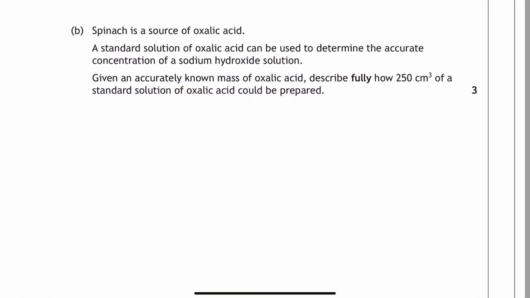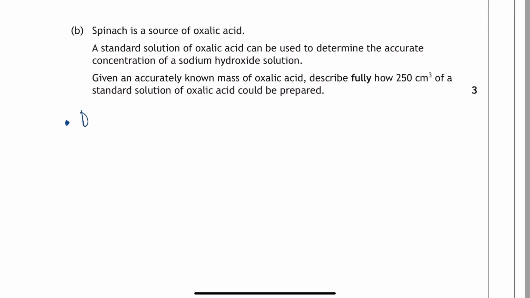So then, a standard solution of oxalic acid can be used to determine the accurate concentration of a sodium hydroxide solution. Given an accurately known mass of oxalic acid, describe fully how 250 centimetres cubed of a standard solution of oxalic acid could be prepared. So this is the standard solution question.